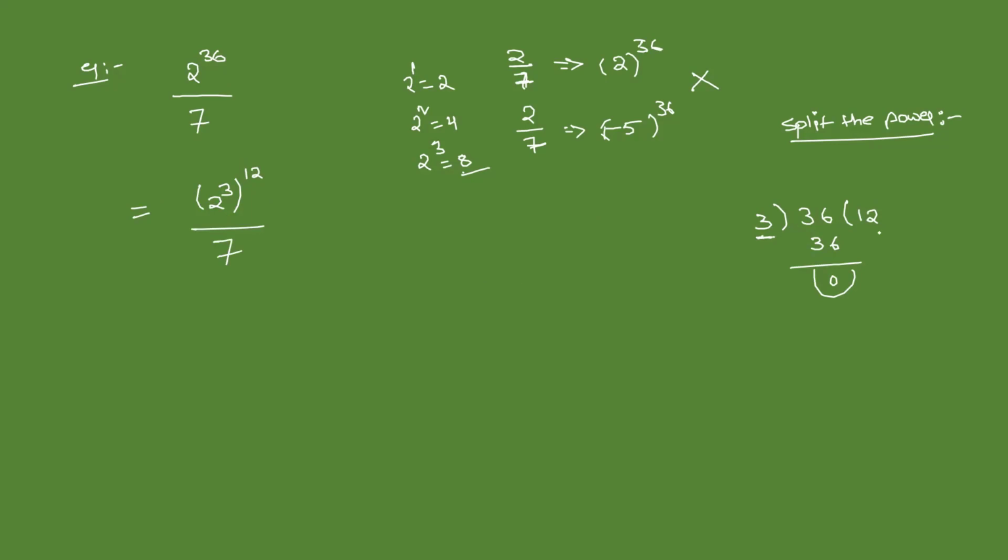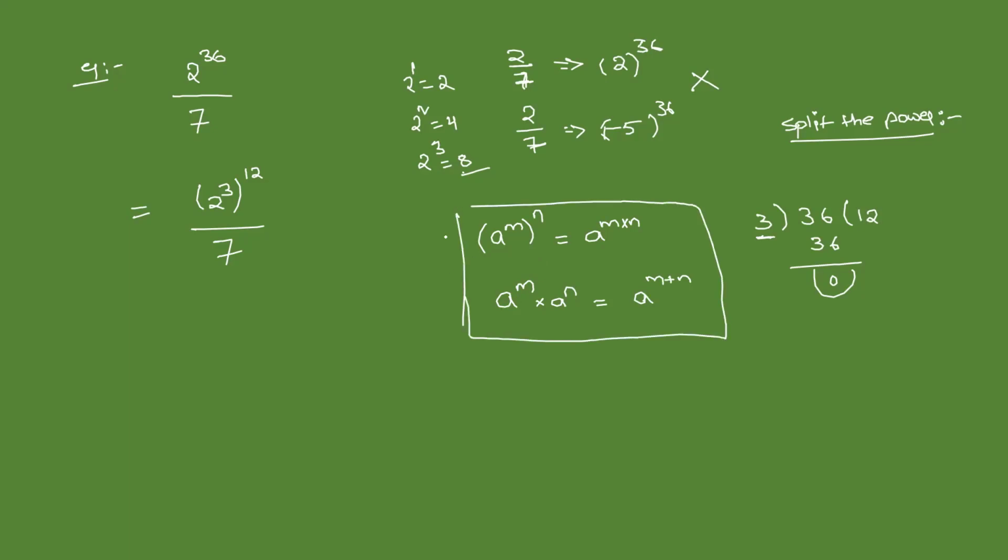See here, 3 12s. We know that in our schooling itself, we have learned a power m whole to the power of n means a power m into n. And similarly, there is one more thing: a power m into a power n is equal to m plus n. These are the two things which we use for splitting the powers. So how do we split it? In this manner. The required is 3.